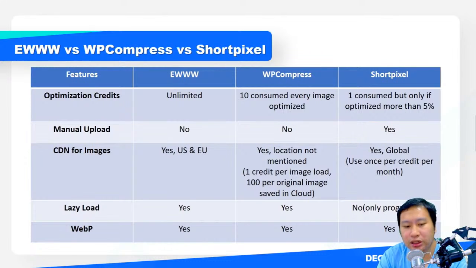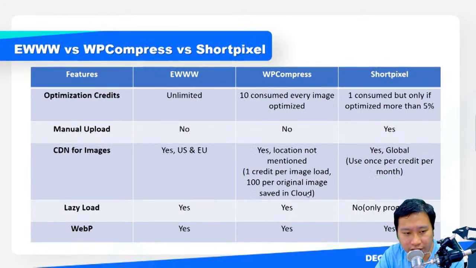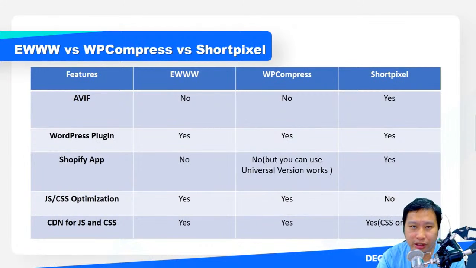Next is WebP. So all of them provide WebP. However, I forgot to mention that for ShortPixel, right? For U and WP Compress, they do not charge any credit for the WebP usage, right? So when you convert your images to WebP, U and WP Compress do not consume any additional credits. But for ShortPixel, if you were to create a WebP version of your image, it will take up an additional credit, right? So this is where ShortPixel starts to consume a lot of credits, right?